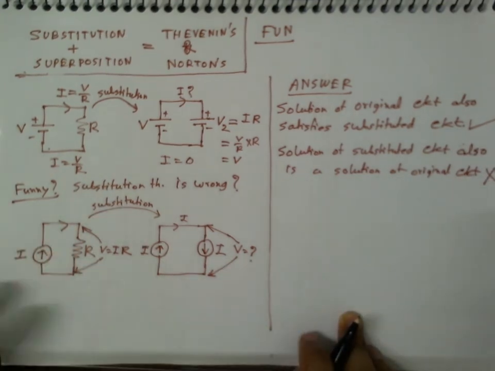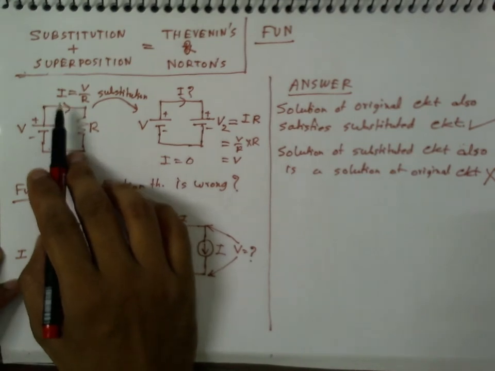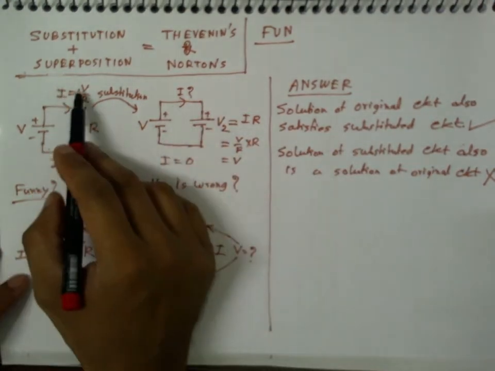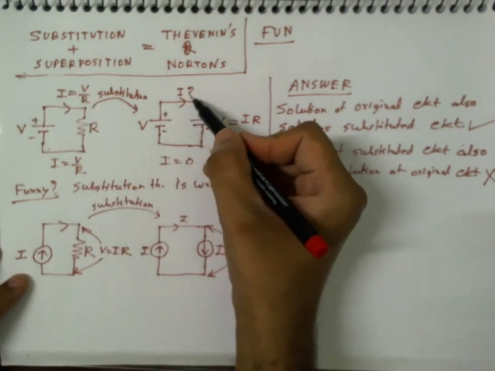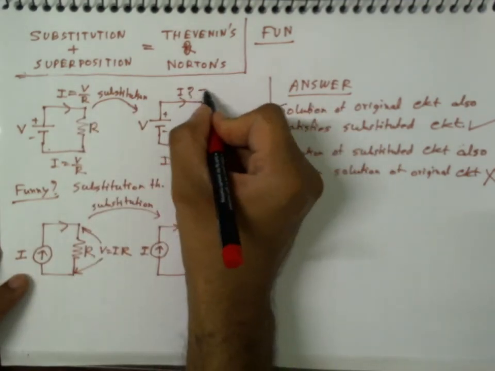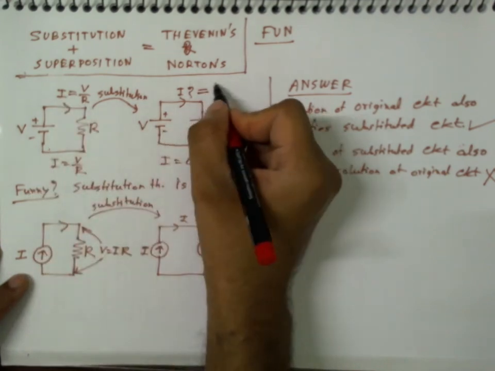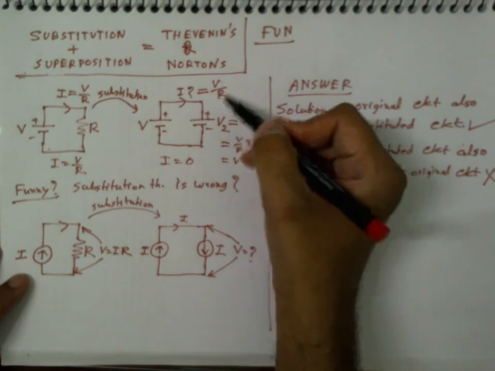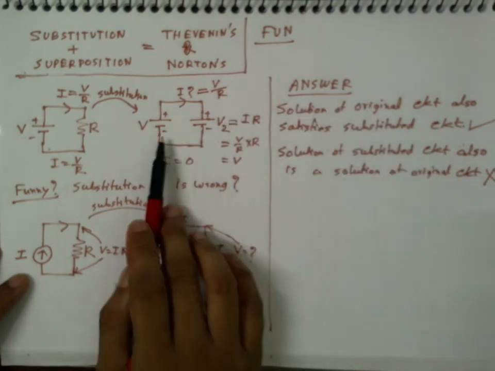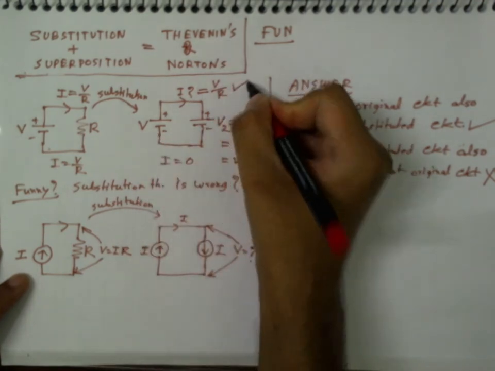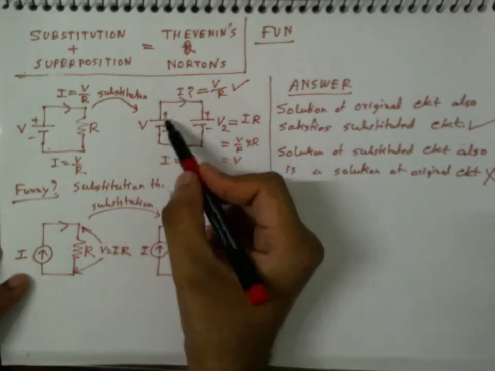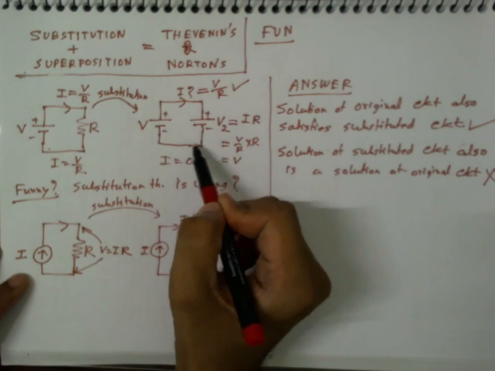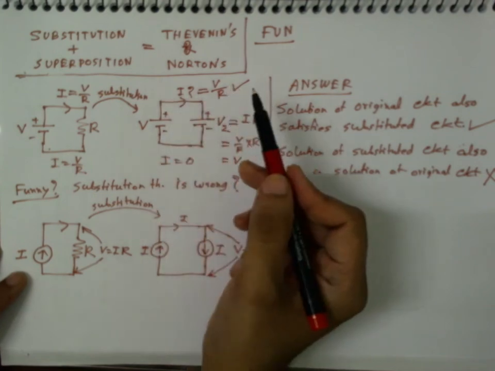Okay, so let's see here. Here the solution for current was I, which was equal to V by R. Now here, what I is, I do not know. Let me put this value equal to V by R instead of putting 0. Does this satisfy this circuit? Yes, it does, because this amount of current flowing through this creates no voltage drop.